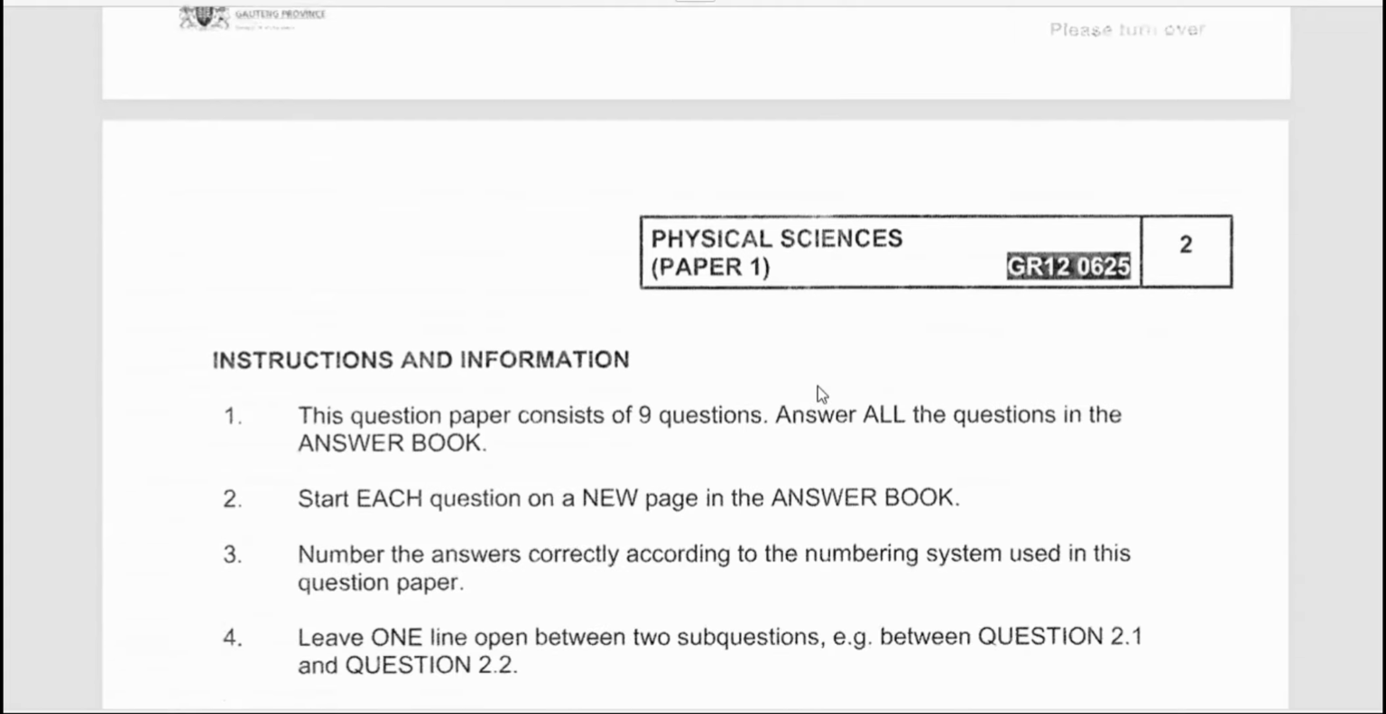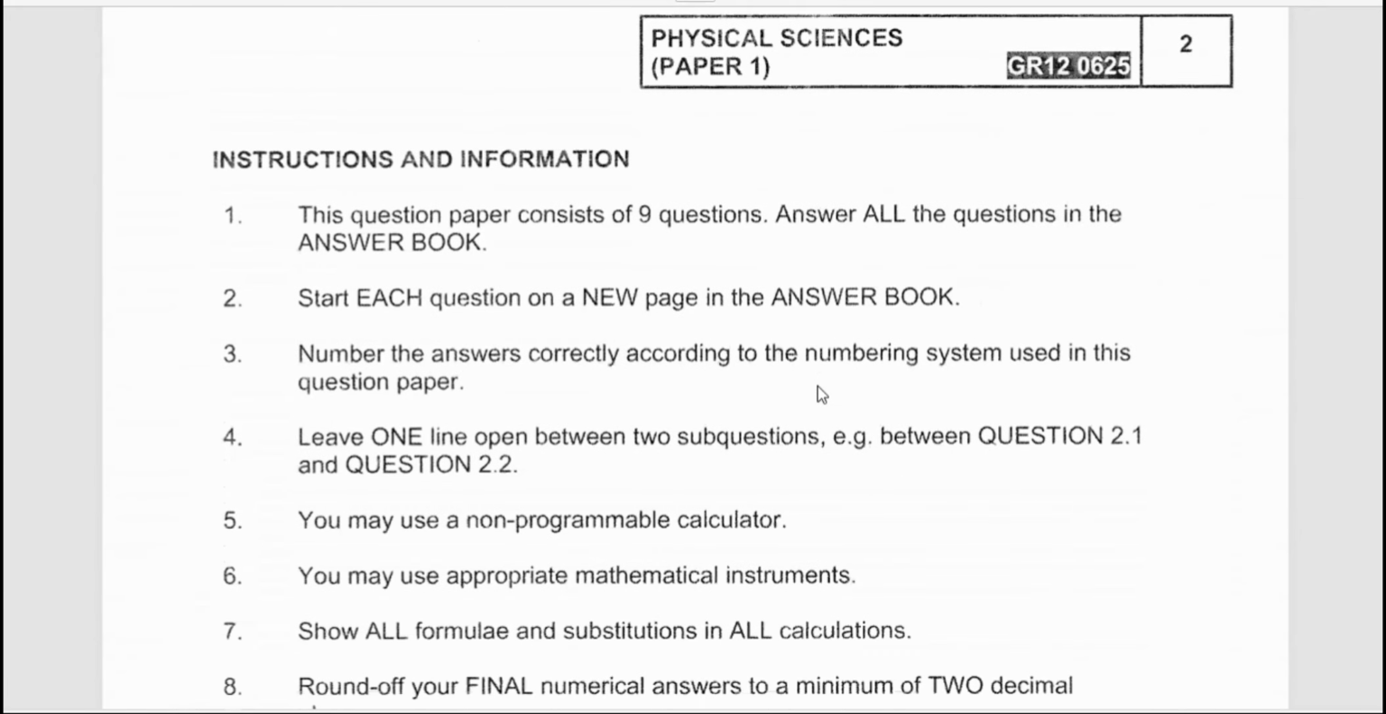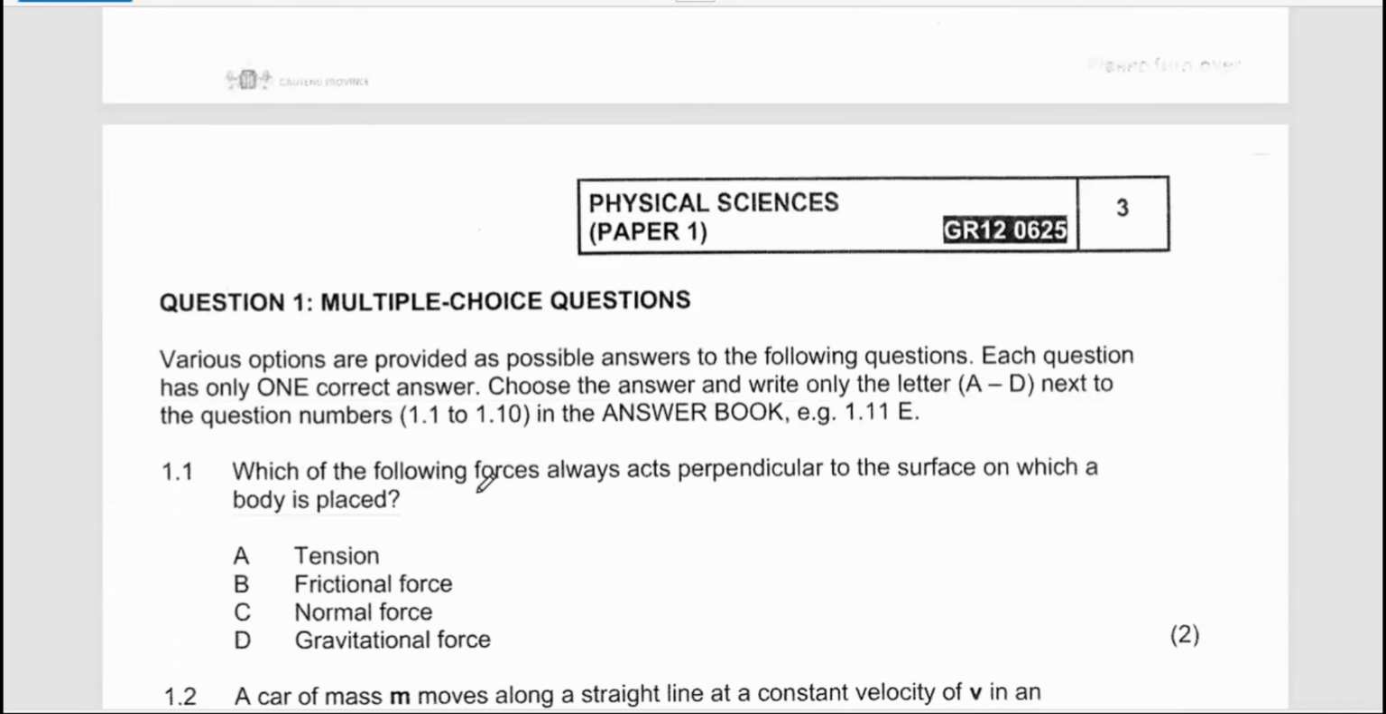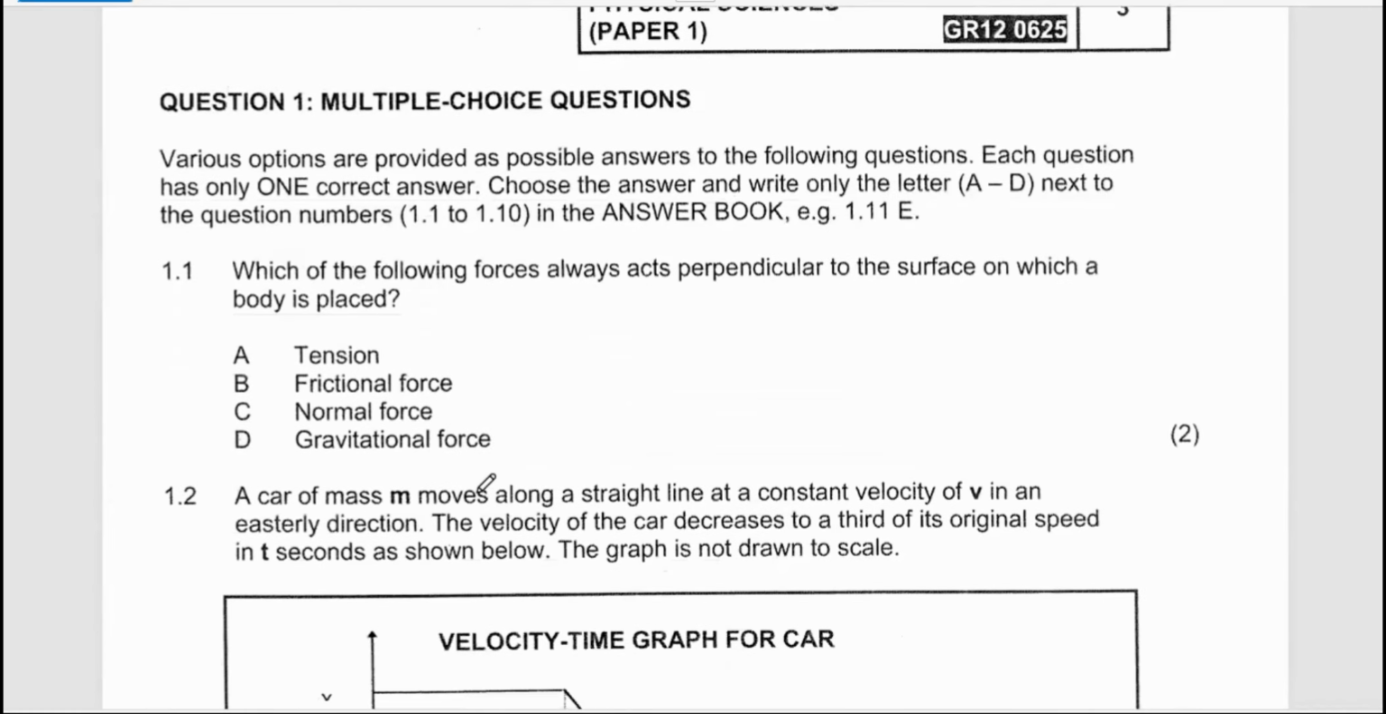So we have 15 pages and 3 data pages. We're dealing with 9 questions that we shall have to work on. So let's see how we should have fared within this paper. So question 1, which is always the multiple choice, they are telling us that we have various options as possible answers, but each has just one correct answer. You just need to choose the correct option.